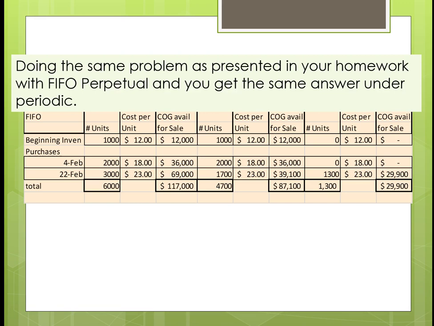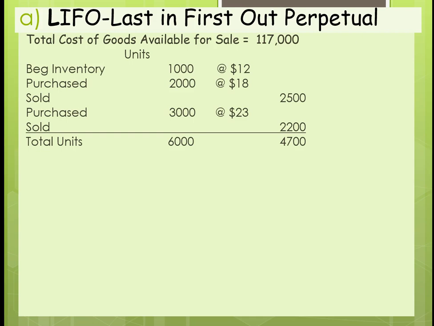Now we're going to do it under LIFO, where you get a totally different answer. So here we go. We had our sales. Now, when we sold the 2,500, remember we take the most recent purchase first. So we take 2,000 at 18.